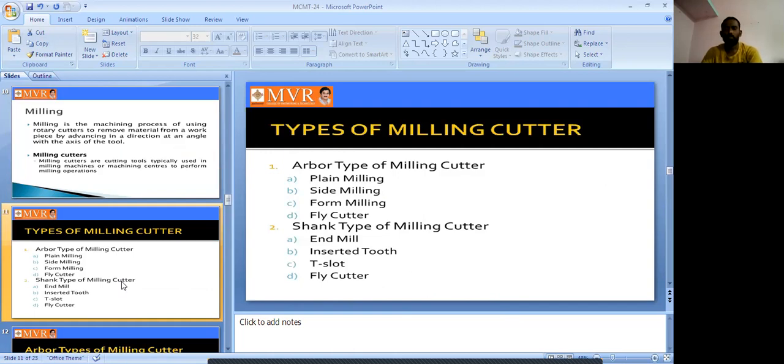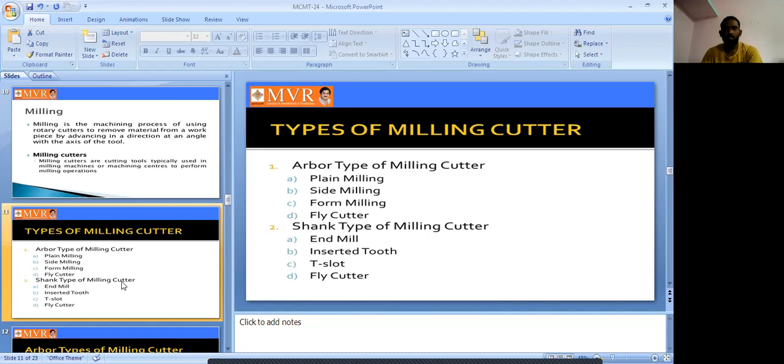Okay. Introduction. What is a milling machine? What is the working principle of milling machines? What are the parts of milling machines? That is one of the essay questions. Next one, what are the types of milling machines? Generally we have three types of milling machines: horizontal, vertical, universal. That is another essay question. The next essay question is what are milling operations? Explain different types of milling operations. That is the third essay question.